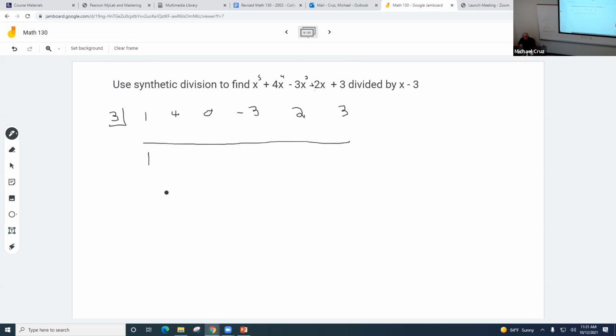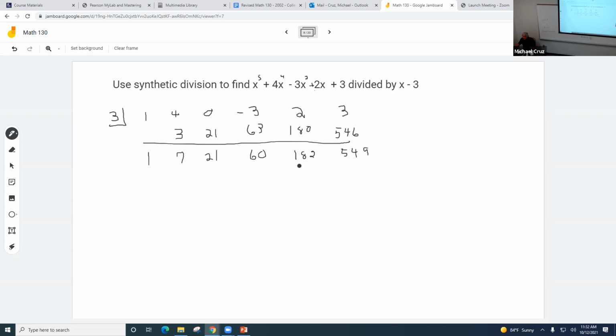So we're bringing down that 1, and then we're going to do the same thing we've been doing. 3 times 1 is 3, and then we're adding up. 3 times 7 is 21, and then we're adding up, which is going to be 21. 3 times 21 is 63. Add up, that's just going to give us a plain old 60. 3 times 60 is 180. So that's 182. And then 3 times 182 is 546. So this is 549. That's the remainder.